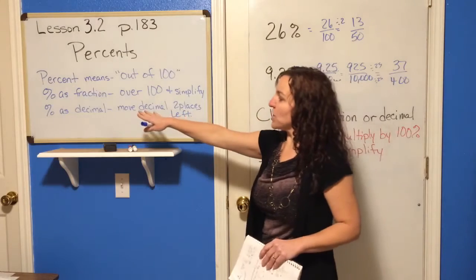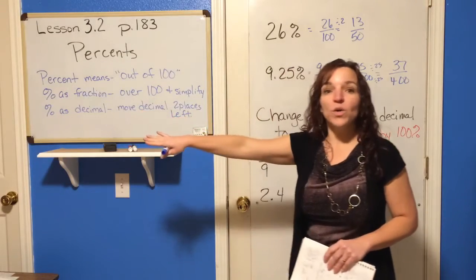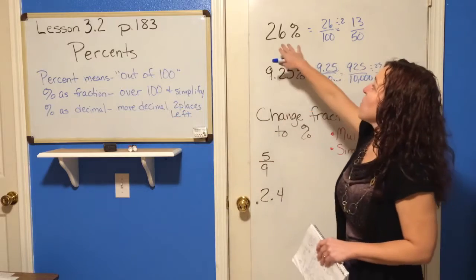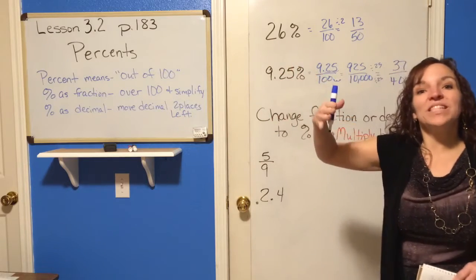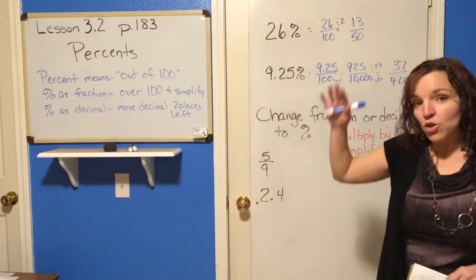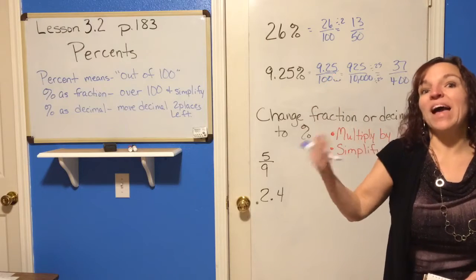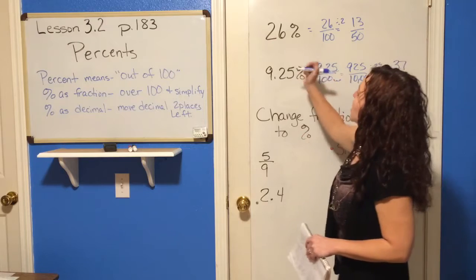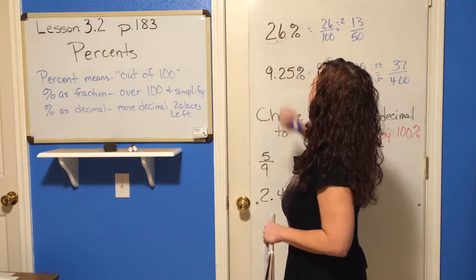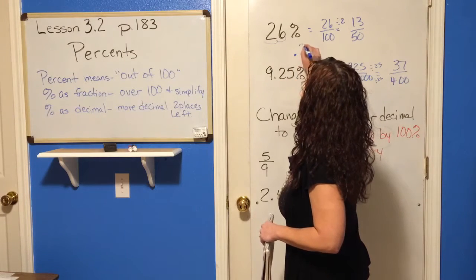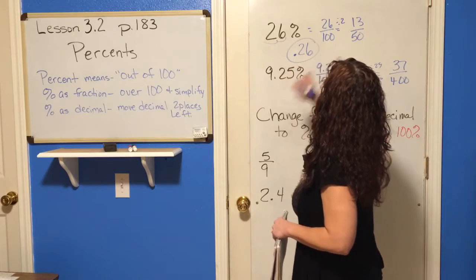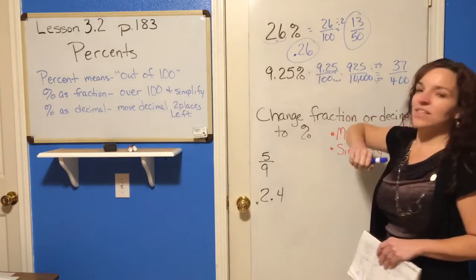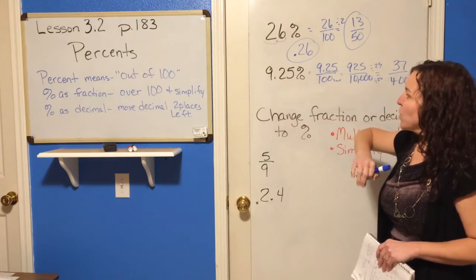If you want to change your percent to a decimal, all you're going to do is move that decimal 2 places to the left, because 26% is 26 per 100. So you need to divide by 100 to get back to how much it is per 1. All right, so 26% to a decimal, just move your decimal 2 places to the left and remove your percent sign. So here we've got, this is our fraction form, this is our decimal form.